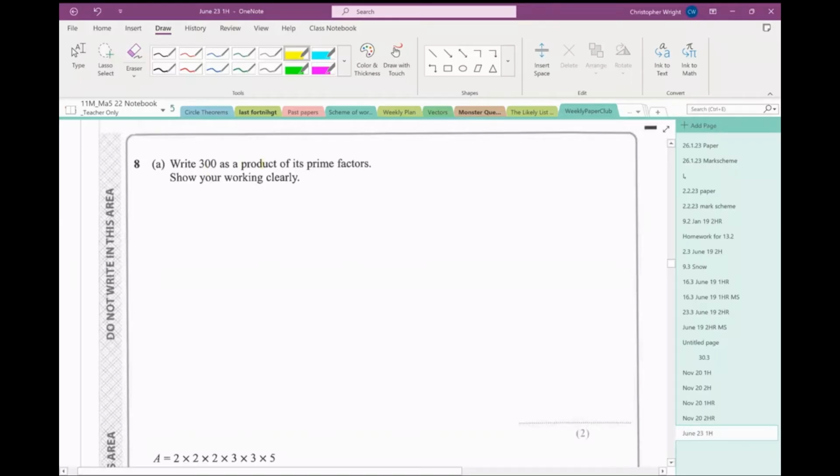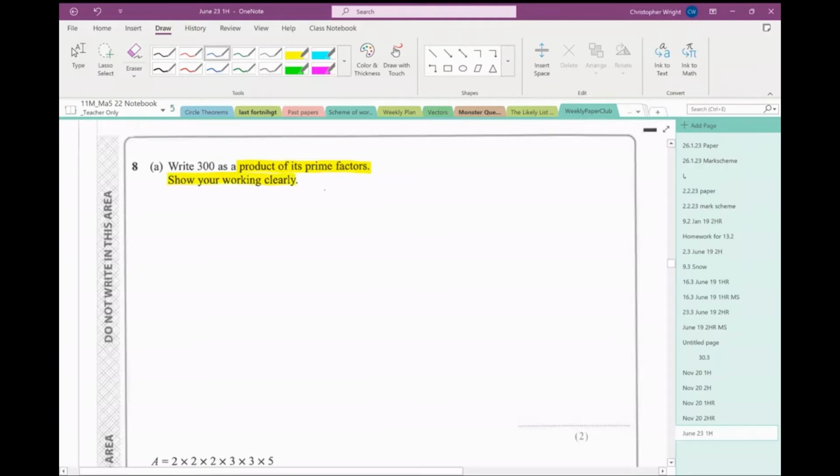Write 300 as a product of its prime factors, showing your working clearly. So I can't use my calculator to just produce an answer. I need to show my working clearly. Well, 300 is 30 multiplied by 10. 30 is 6 times 5, 5s are prime. 10 is 2 times 5, both of those are prime. And 6 is 2 times 3, which are both prime.